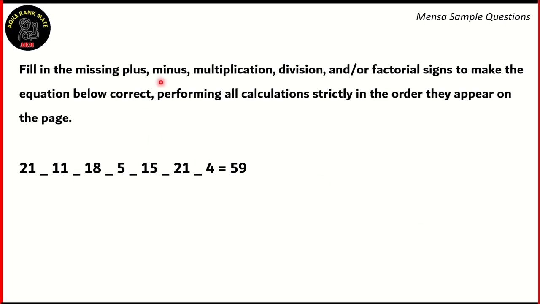Fill in the missing plus, minus, multiplication, division, and or factorial signs to make the equation below correct, performing all calculations strictly in the order they appear on the page. 21 blank 11 blank 18 blank 5 blank 15 blank 21 blank 4 gives you 59. We need to find out what signs should be put in these blanks in order to get 59 as the answer.